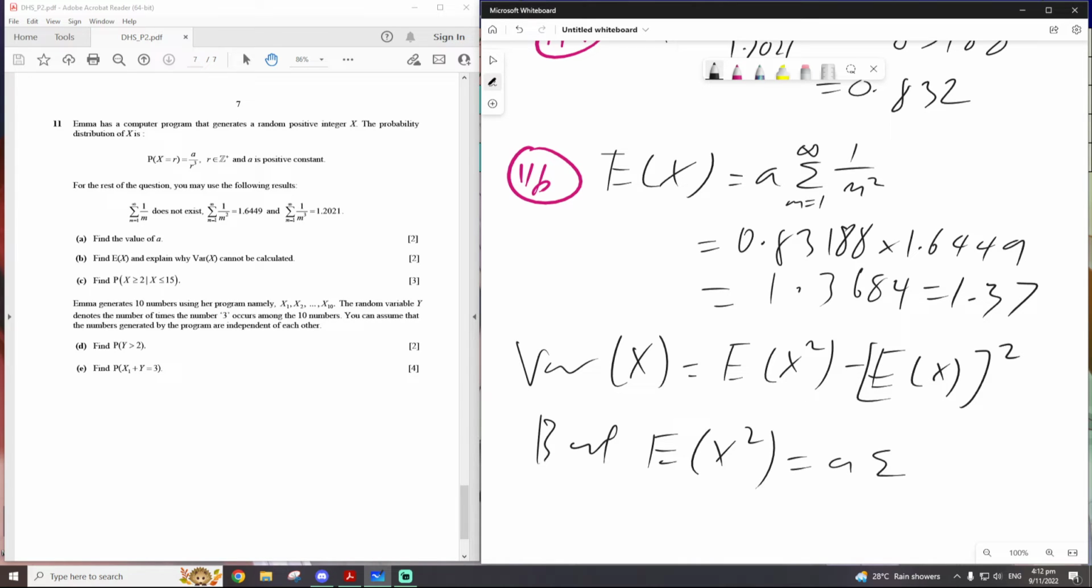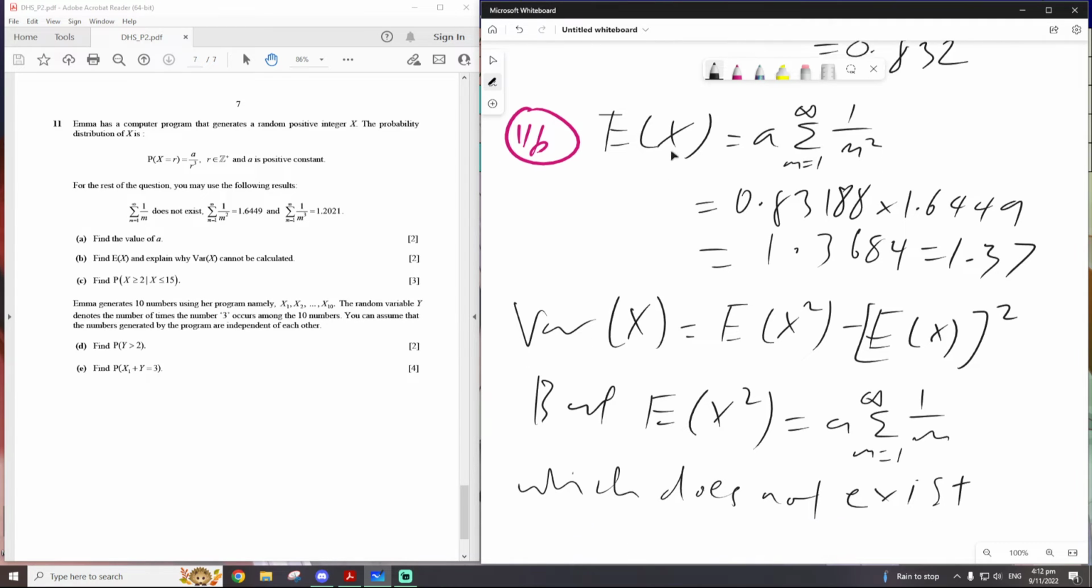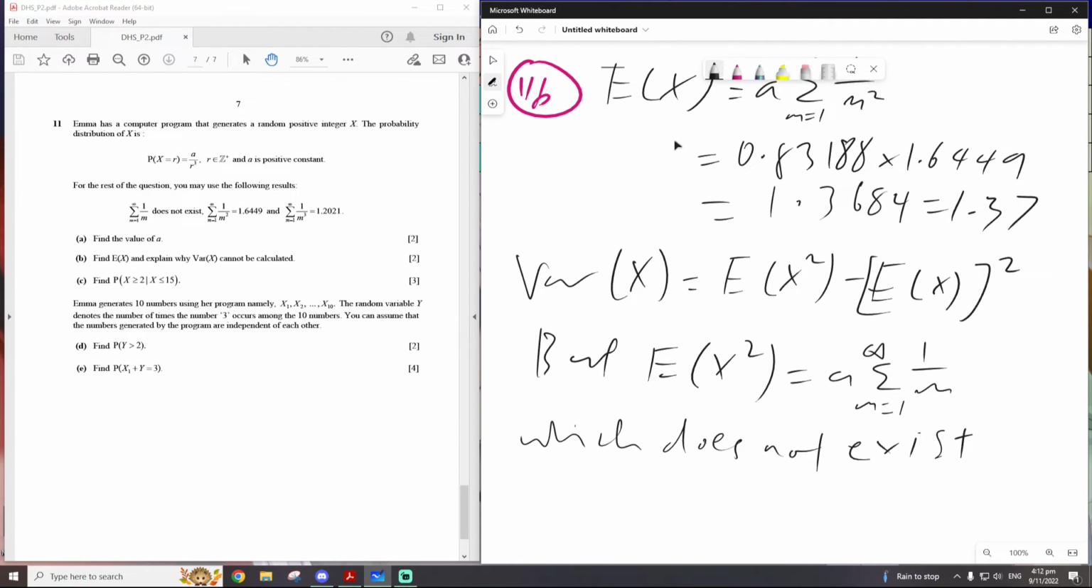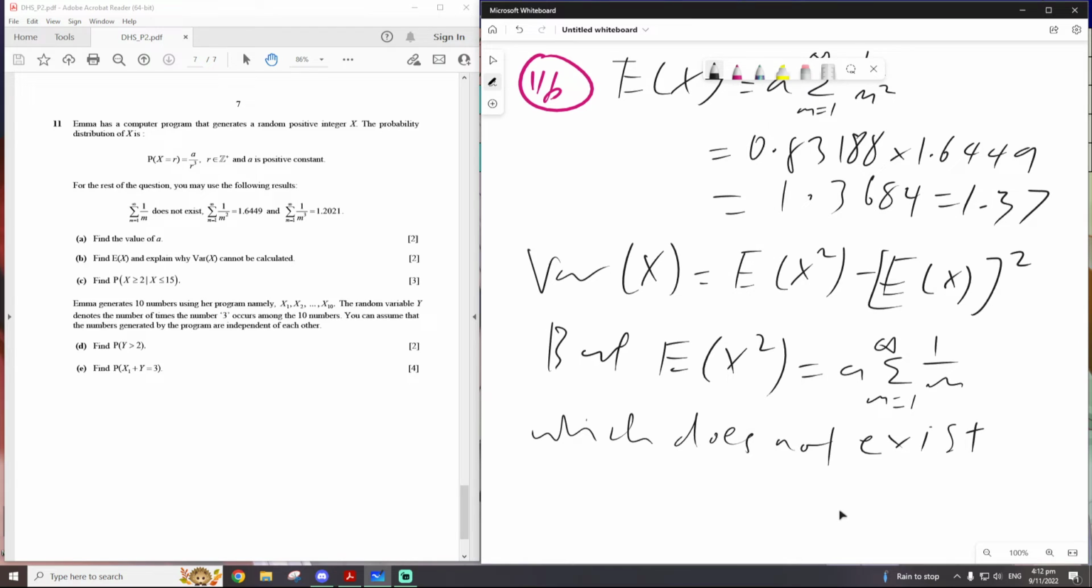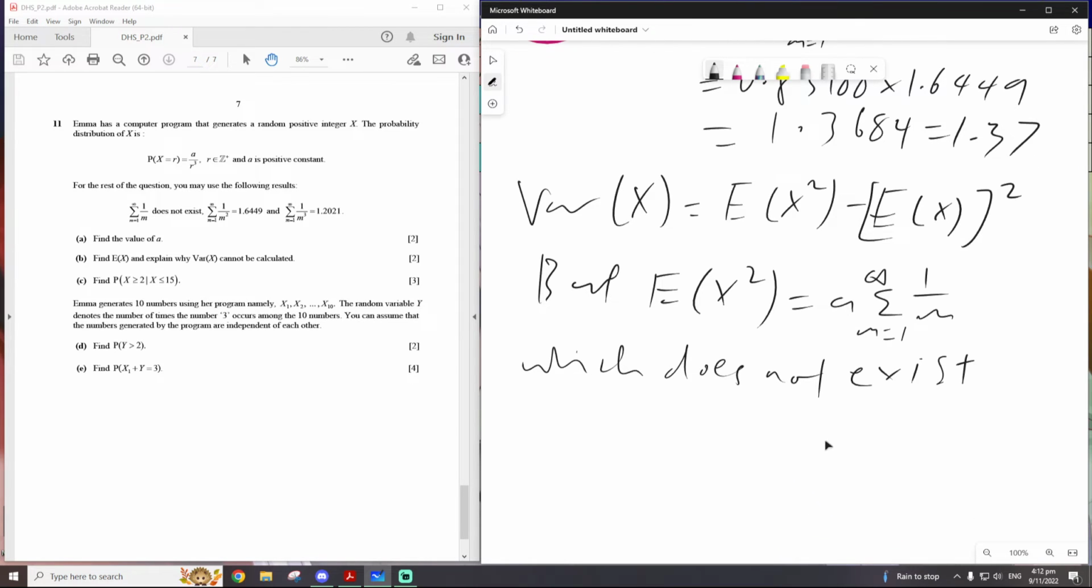This would be A times the sum from n equals 1 to infinity of 1 over n, which does not exist. It's a divergent series. In fact, the divergence can be proved using H2 maths. I think somebody has done a Riemann sum with the ln function before. So yeah, you can actually prove it with H2 maths, but we don't need to.